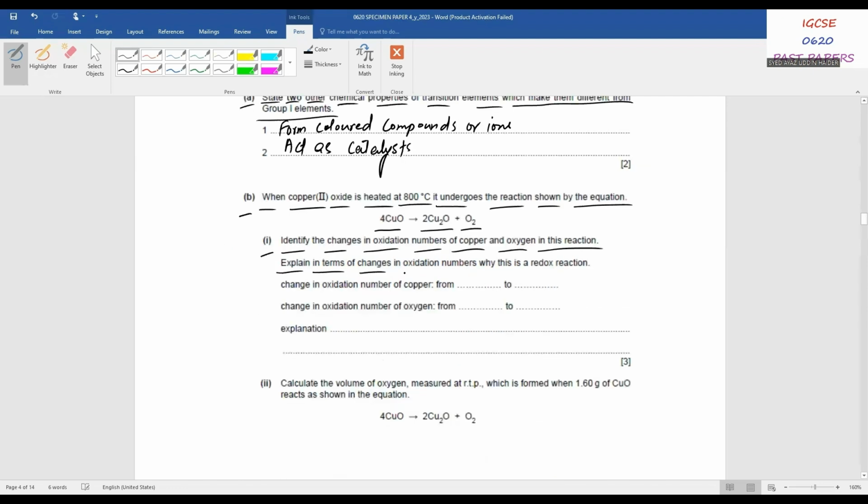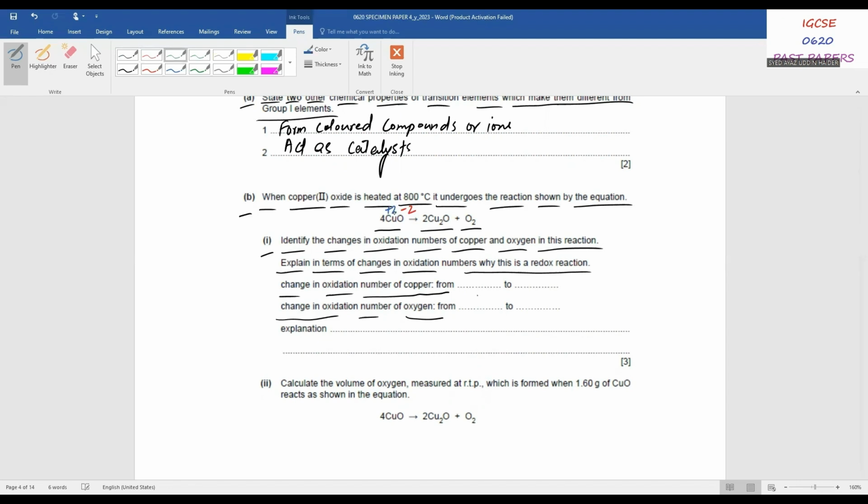Explain in terms of changes in oxidation numbers why this is a redox reaction. Change in oxidation number of copper from dash to dash. Change in oxidation number of oxygen from dash to dash. So look at the oxidation number of copper on both sides. On the left hand side, in 4CuO, the oxidation number of copper can be predicted by looking at the valency or charge on oxygen. Oxygen belongs to group 6, so the charge on oxygen is -2 here. So copper must be carrying +2 charge.